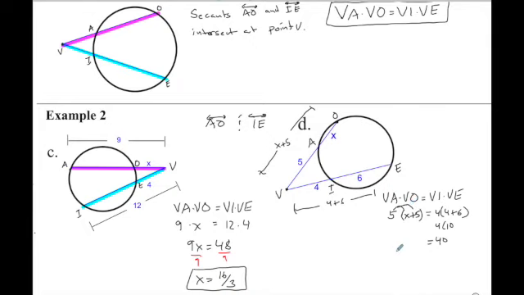Distribute the 5 on the left-hand side. I have 5x equals 25, well, plus 25. Continue to solve. We get x equals 3, and that's this segment here. So AO equals 3 if we want to answer it that way. And that's setting up these two particular equations.